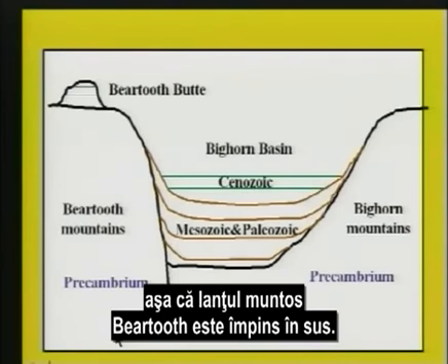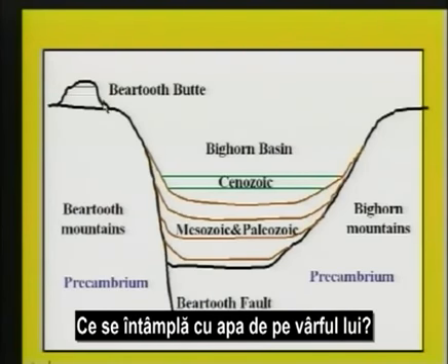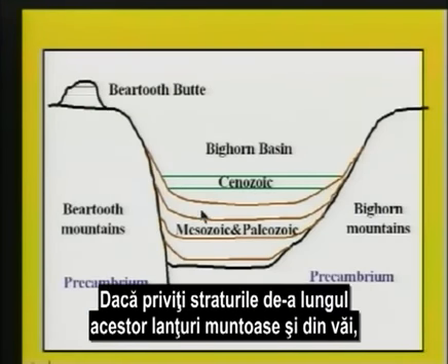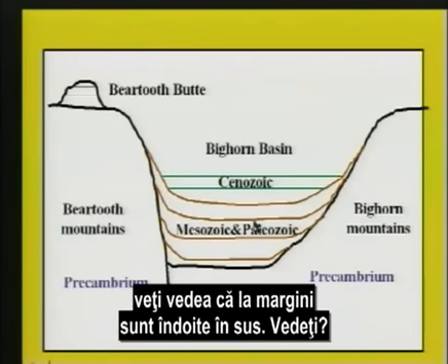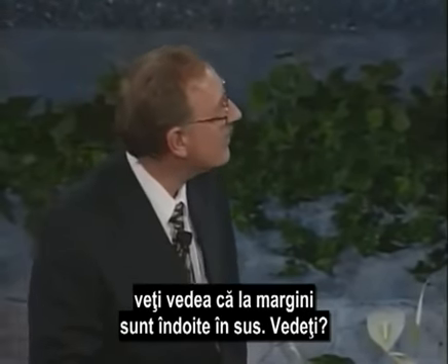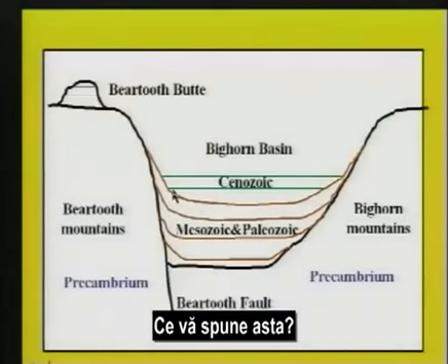And so this Beartooth mountain range gets lifted up. Up it goes. What happens to the water that's on top of it? It'll cascade down into the valley. Now, if you look at the layers along these mountain ranges and in this valley, you will see, interestingly, that they are folded up on the sides, like that. You see that? What does that tell you?